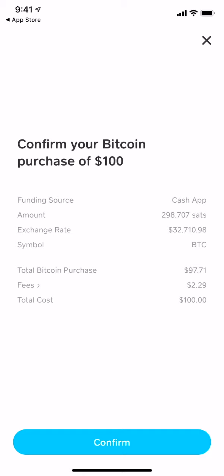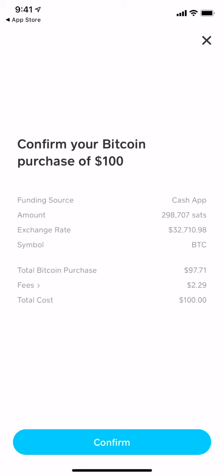And now you'll see we've got the confirm your Bitcoin purchase of $100. Funding is Cash App. I've got the amount. So that funding source will most likely say your bank or your card. It says something like that there. The amount are in Satoshis. Those are just like pennies are to dollars, Satoshis are to Bitcoins, if you will.